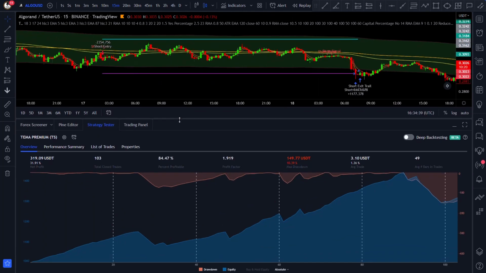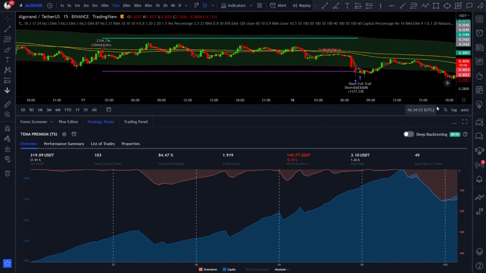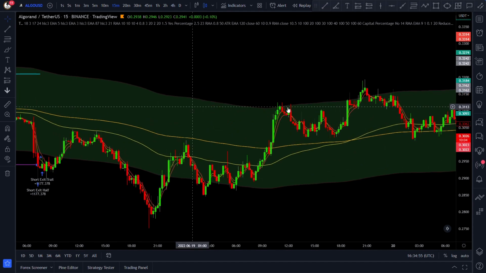The optimized EMA premium strategy took 103 trades and made 31% net profit in around 6 months. The win rate and the net profit are both extremely good, and the max drawdown is around my preferred tolerance of 10%. Now let's take a look at a long and a short trade example.